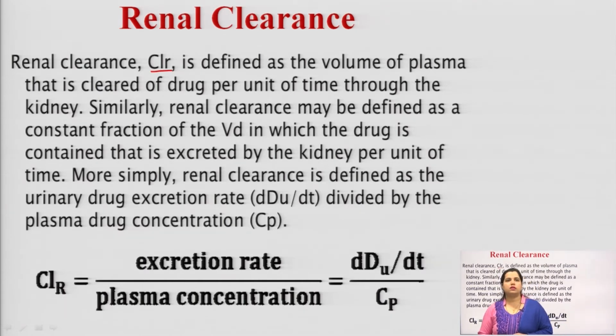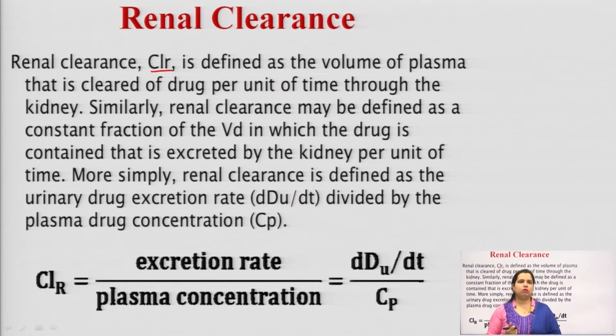Volume of plasma that is cleared of drug per unit of time through the kidney. Similarly, renal clearance may be defined as a constant fraction of the VD in which the drug is contained that is excreted by the kidney per unit of time. More simply, renal clearance is defined as the urinary drug excretion. Yes, because the drug is excreted in urine through the kidney.